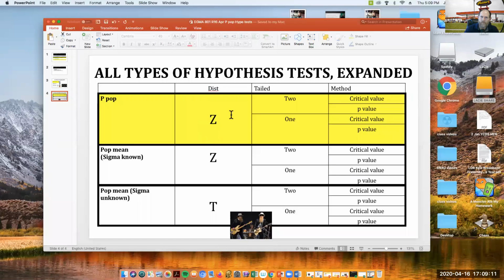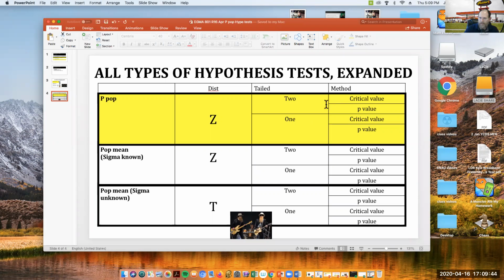And the beauty of Peepop land, that is population proportion hypotheses, is that we're always rolling with the Z distribution. We don't have to worry about the T distribution. We're always dealing with Z. And that makes things a little bit simpler. Once we recognize we're up here, we don't need to worry about the T distribution. We can either have a 2-tailed problem or a 1-tailed problem. We're going to go through both tonight.